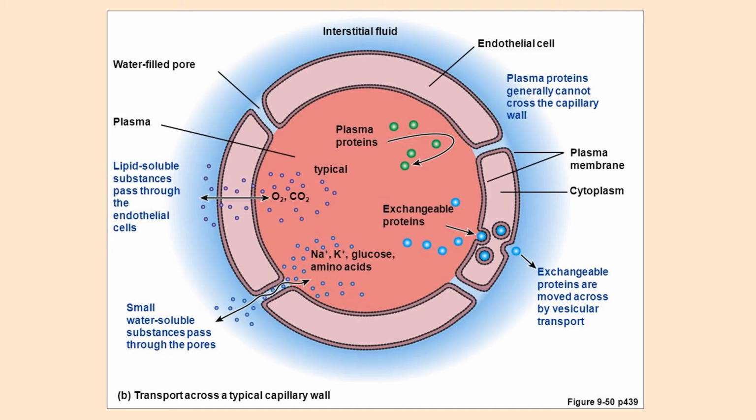And then solubility is also represented here on the right side of the diagram. We see that lipid-soluble substances can cross the capillary wall by one means, and small water-soluble substances can cross through that intercellular cleft. So there are other factors that drive the movement of substances across the capillary wall, but here we're being introduced to size and solubility. Other factors include gradients, pressure gradients, and concentration gradients.